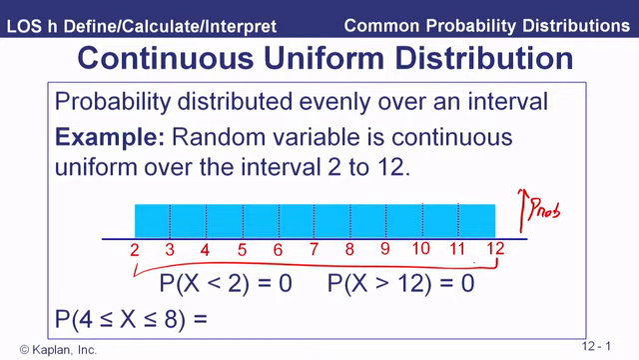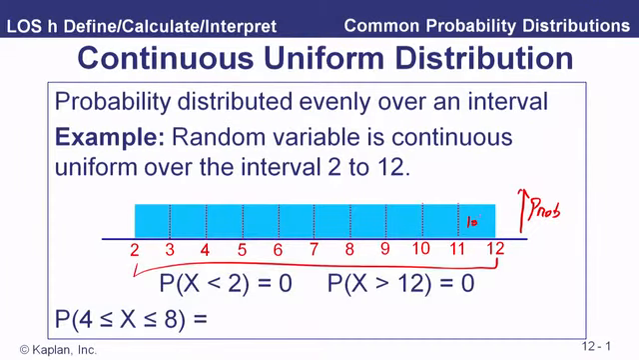So we've got 10 boxes there. And we know that the total outcomes have to be 100%. All the intervals have to add up to 100% because that's the only range. The only values that this can take on is between 2 and 12. So if we put 10% here, 10% here, all the way across. We got 10 boxes, 10% probability. That's the uniform part.